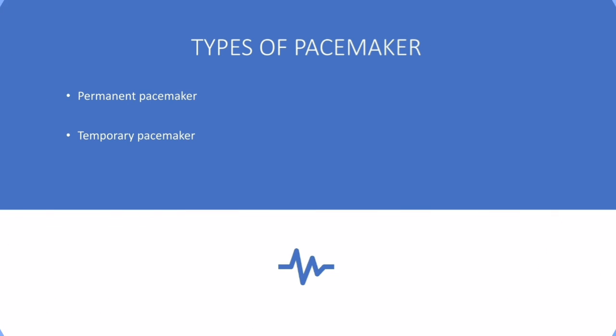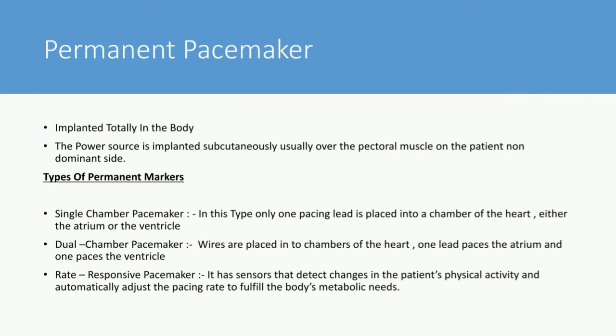Hence, after learning about the pacemaker and its working, let us now know its types. Pacemakers consist of two types: permanent pacemaker and temporary pacemaker. In a permanent pacemaker, the pacemaker is implanted totally in the body. The power source is implanted subcutaneously, usually over the pectoral muscle on the patient's non-dominant side.